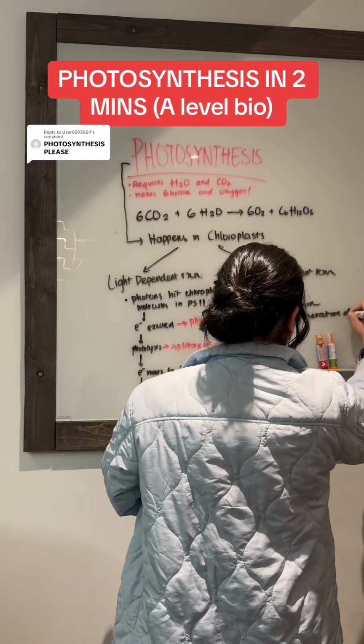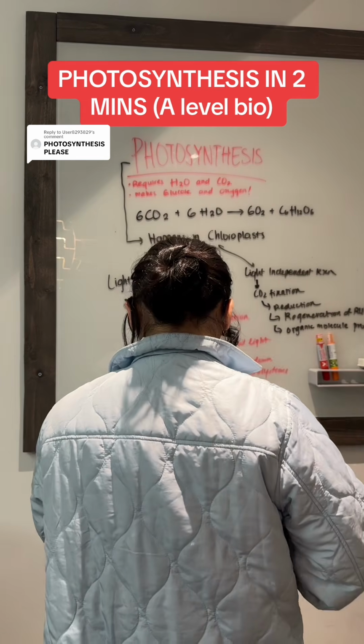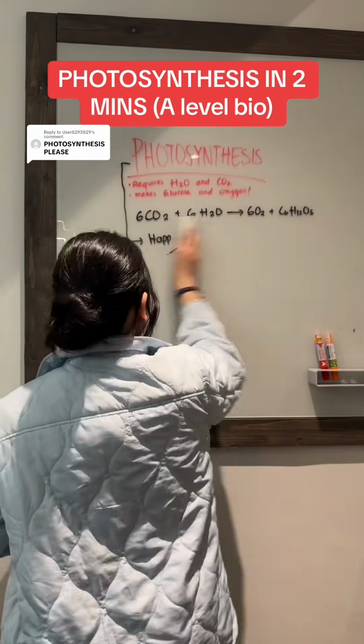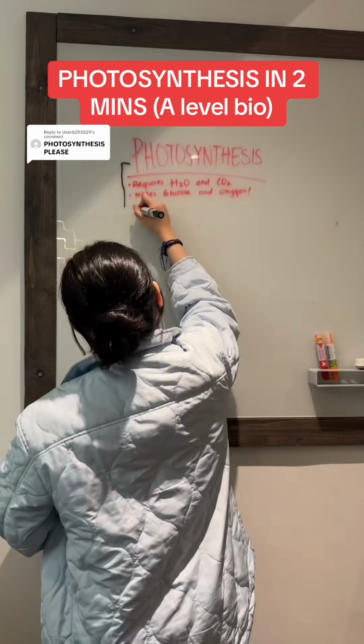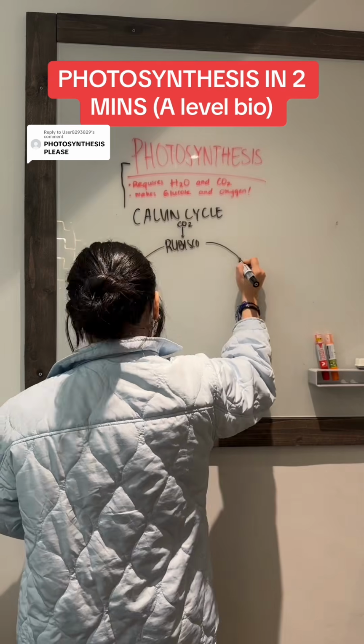Now, in your independent reaction, you have the Calvin cycle. In here, RuBP will combine with CO2 in a process called carbon dioxide fixation, catalyzed by rubisco. A 6-carbon sugar is then formed. However, this is very unstable and therefore will form 2 molecules of glycerate 3-phosphate. In the exam, I want you to draw this diagram.